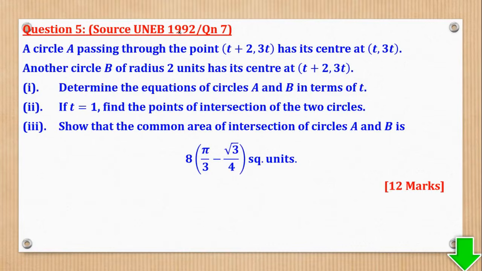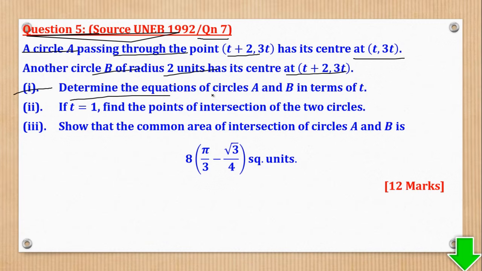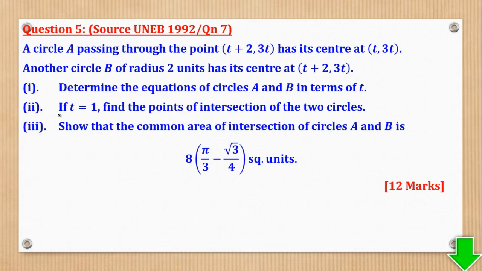Then question 5 came from UNEB 1992, paper 1, question 7. It says a circle A passes through point this and has center this. Another circle B has radius this and has its center this. Roman 1, determine the equations of the circles A and B in terms of t. Then Roman 2, if t is equal to 1, find the points of intersection of the two circles. And Roman 3, show that the common area of intersection of the circles A and B is that. So let's start with the Roman 1.